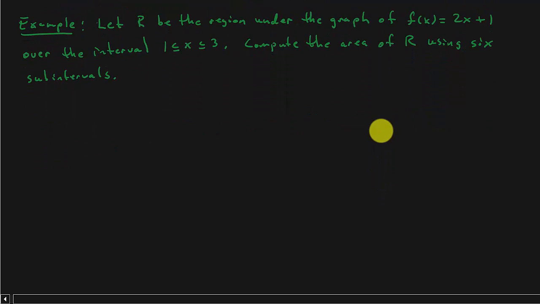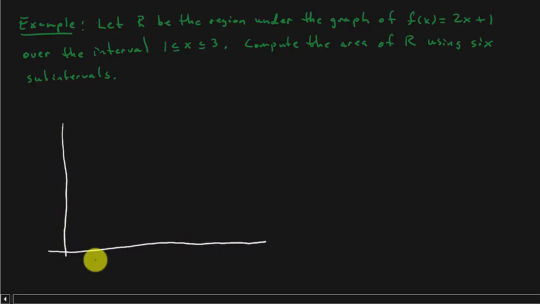It says, let R be the region under the graph f of x equals 2x plus 1 over the interval 1 to 3. Compute the area of R using 6 subintervals. So we're going to use 6 rectangles. So the first thing we need to do is graph this thing. All right, so we got 1, 2, 3, something like that. So if we graph 2x plus 1, it has a y-intercept of 1, we go up 2 and over 1. So it's going to look something like that.